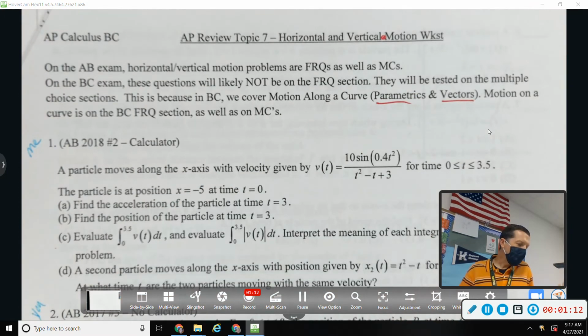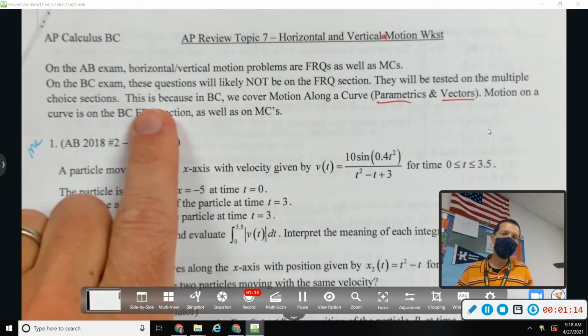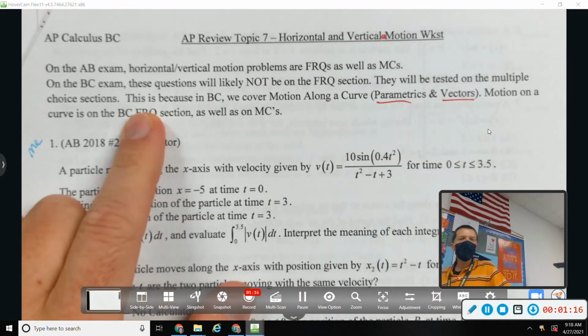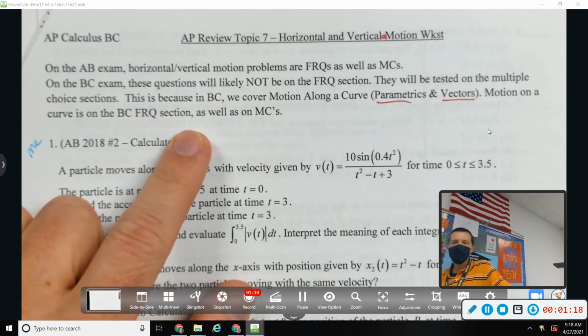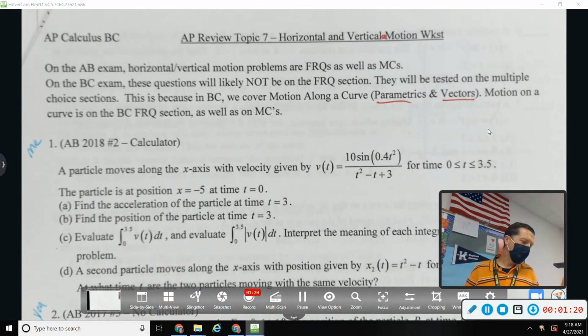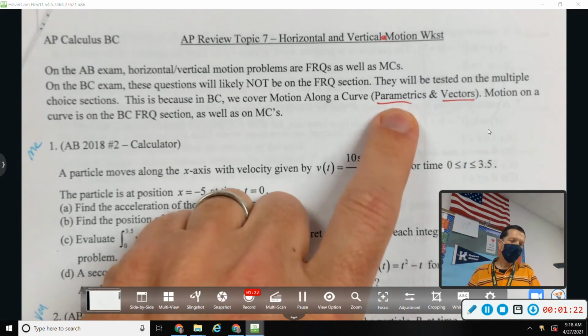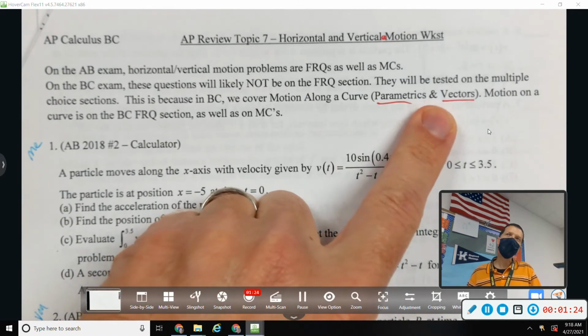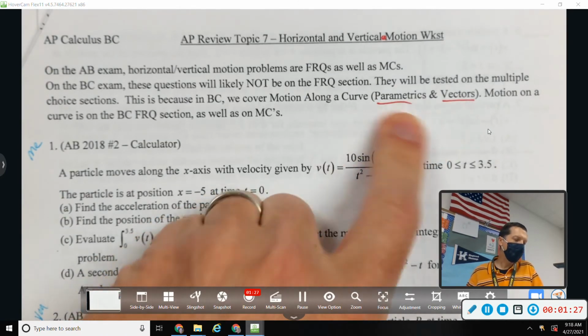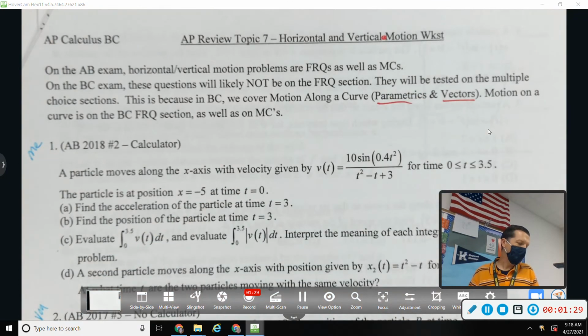You don't really need to know this, but maybe it gives you a little insight. On the BC exam, they likely don't have these, basically because BC does more about motion, like parametrics and vectors, and so their free response question about motion would likely be something a little harder than we have to do.